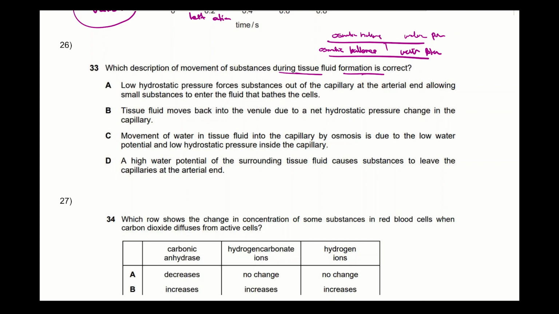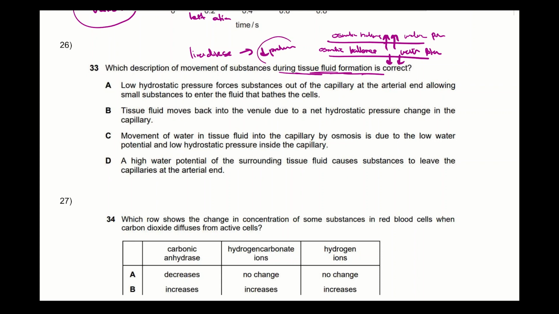Now, a situation where tissue fluid formation would increase and fluid would leave the blood vessels is, for example, when there's a decrease in osmotic balance. For example, when there's a liver disease which causes lower protein formation. And we know that plasma consists mainly of protein.